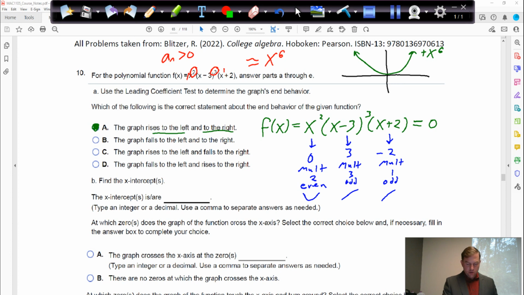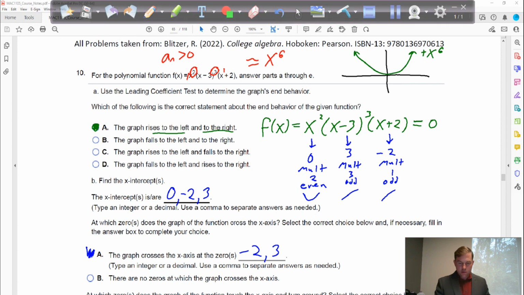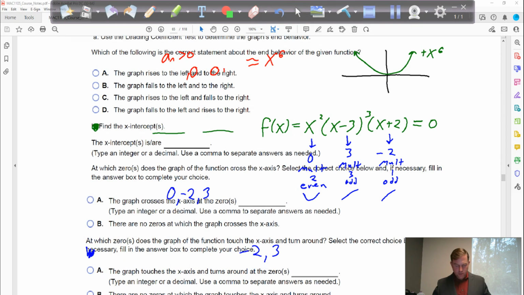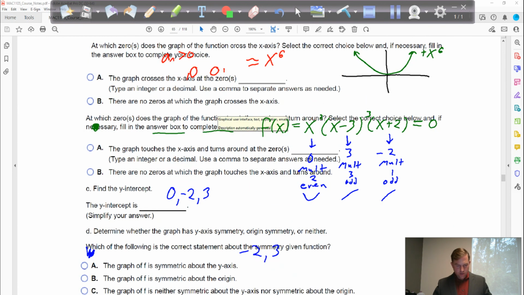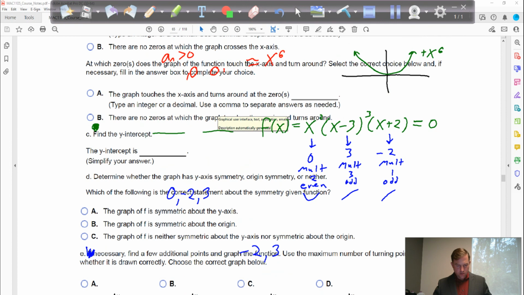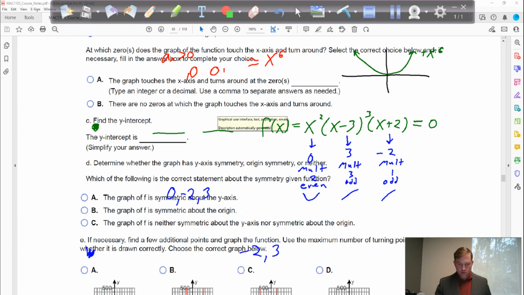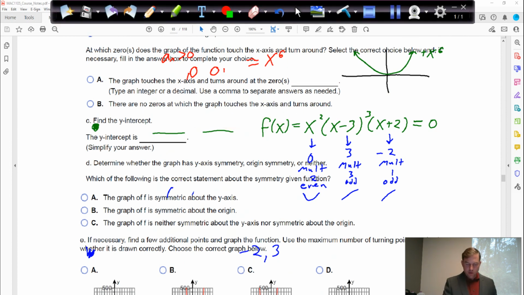So my zeros are 0, -2, and 3. Where does it cross? The 2 that cross are at 3 and -2. Let's write in order, -2 and 3. Next one's going to ask us which ones touch and turn. Well, the touch and turn are the only ones we didn't write, and that was 0. So 0 is going to touch and turn.